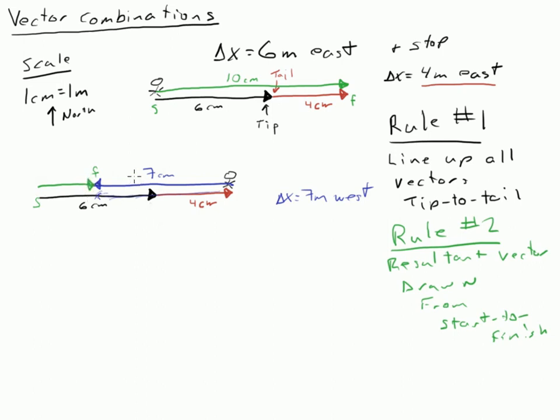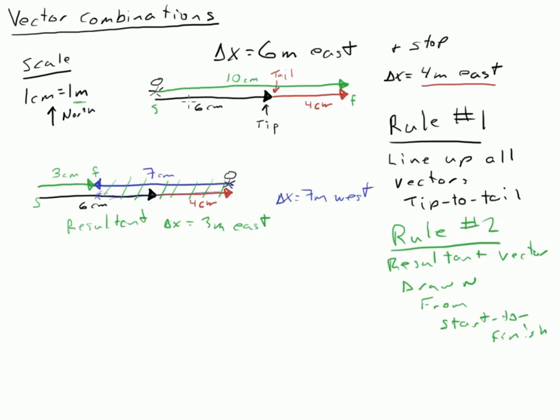Alright, so essentially all this out here just kind of canceled out, right? In terms of displacement, it has really no effect, because we just walked back the other direction. And so our resultant ends up being, if you measure this out, 3 centimeters, or 3 meters according to our scale. So we have a total resultant displacement of 3 meters to the east.